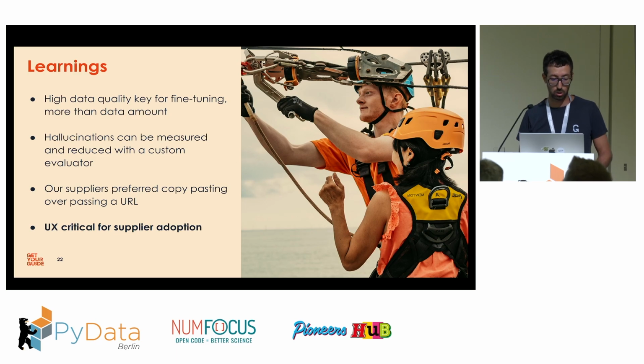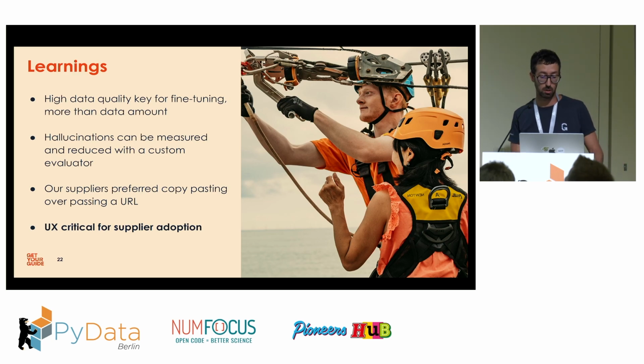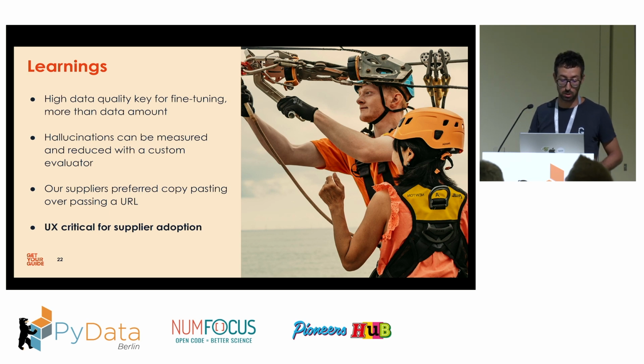The second learning was that hallucination can actually be measured effectively and reduced with a custom evaluator. This was also a big learning, because at the beginning of the project, we were quite worried that we couldn't really reduce this type of problem from the LLM side. The third big learning was about the URL. We had a high bet that our suppliers would prefer using the URL over copy-pasting, but this was not the case. And the fourth learning is about how UX changes were critical for supplier adoption.